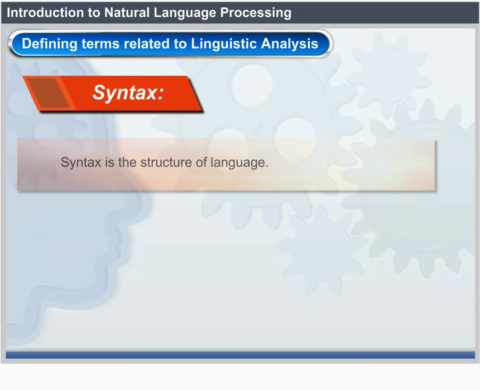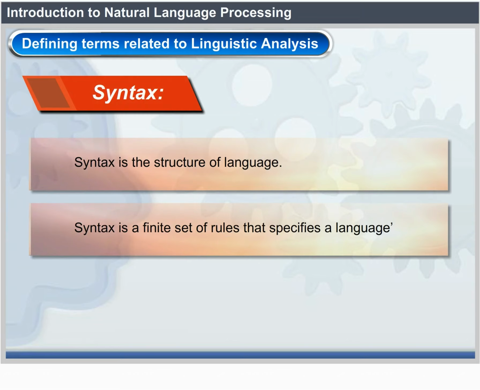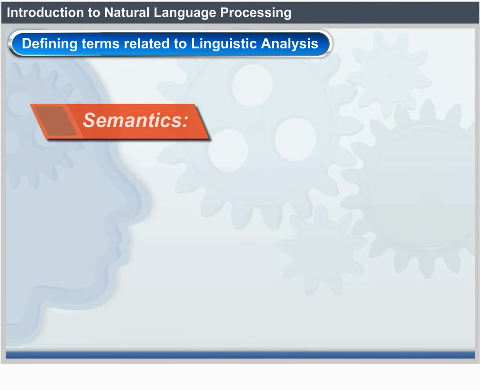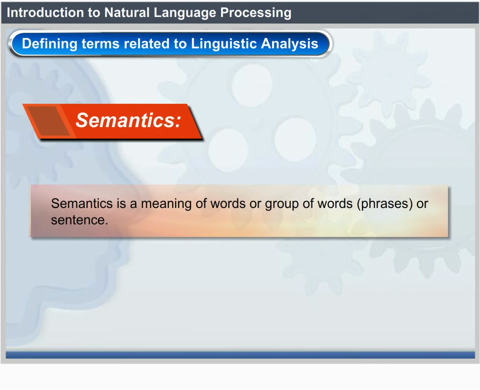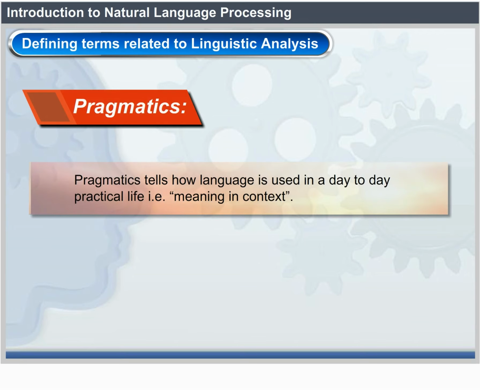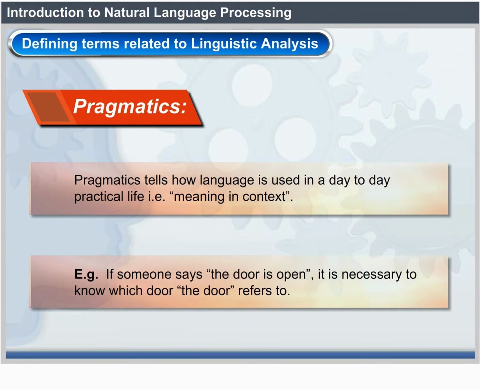Syntax. Syntax is the structure of a language. Syntax is a finite set of rules that specifies a language. Syntax is represented by a parse tree or by a list. Semantics. Semantics is the meaning of words or group of words, phrases or sentences. Pragmatics. Pragmatics tells how language is used in day-to-day practical life, that is, meaning in context. Example, if someone says the door is open, it is necessary to know which door the door refers to.